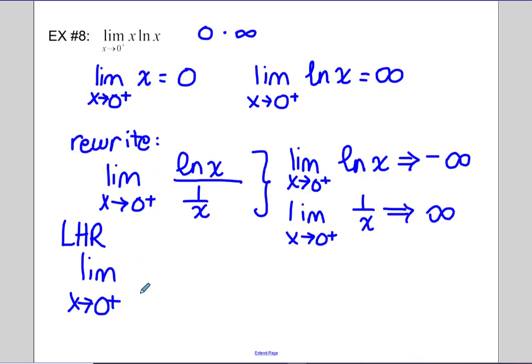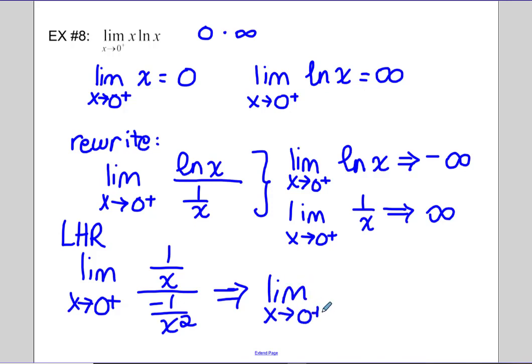The derivative of natural log of x is 1 over x, and the derivative of 1 over x is negative 1 over x squared. And now, simplifying this piece one step further before we apply the limit, we're going to end up with negative x, and substituting 0, our limit is 0. So this one's a little more complicated.